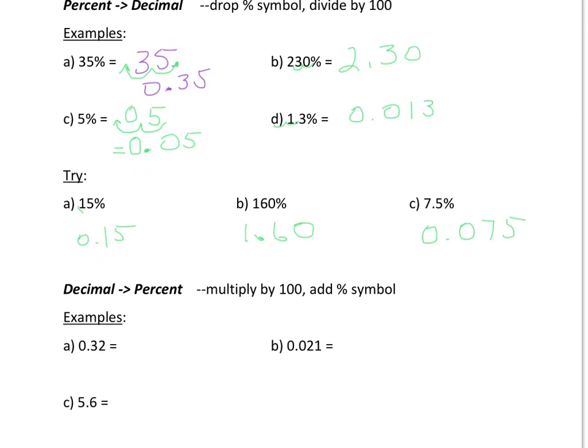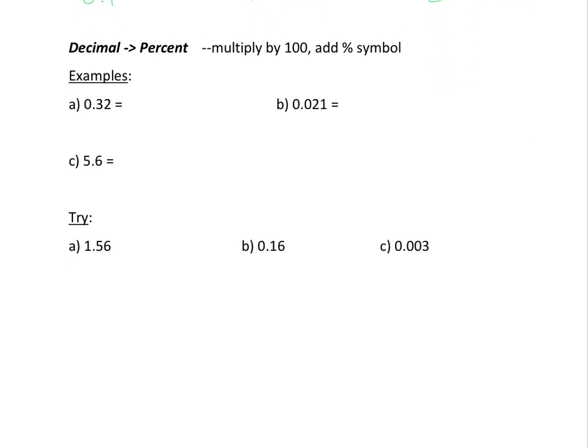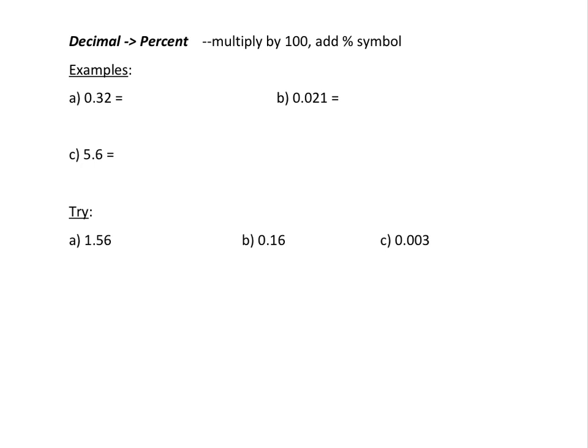Okay, let's move on now to decimals to percent. Notice here we dropped the percent and divided by 100. Now we're going backwards, so we're going to multiply by 100 and then include the percent symbol. So 0.32, I'm multiplying it by 100. So this time the decimal place is going to the right 2 spaces, so this becomes 32%. 0.021, when I move the decimal place, it's going to end up right after that 2. So we end up with 2.1%.